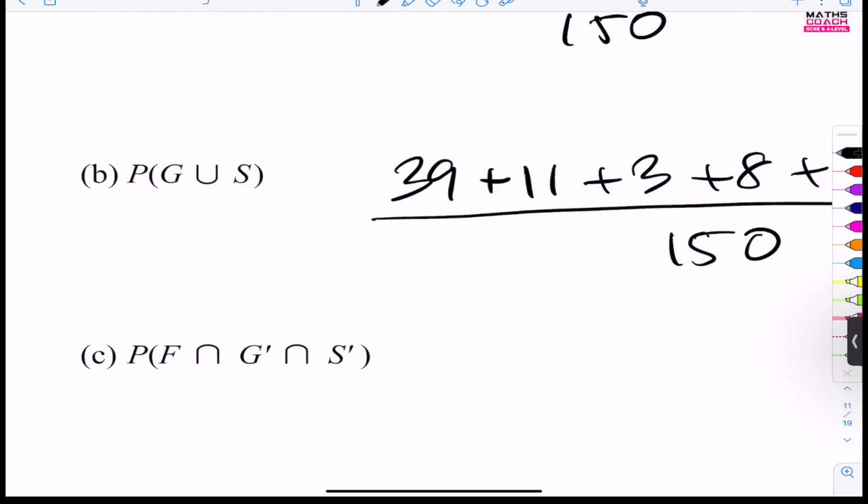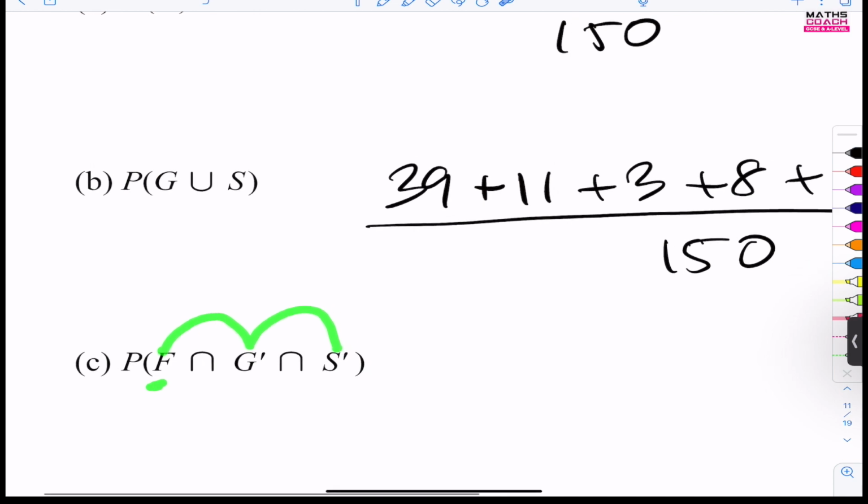Now for part C, we have a very weird looking one. So pay careful attention to this one. This says the probability that they study French. This means and, okay, and these marks here mean not German, not Spanish. So we're looking for the probability that they study French and don't study German and don't study Spanish.